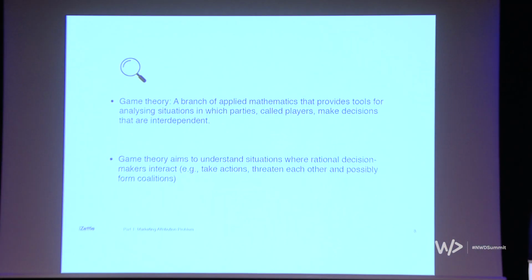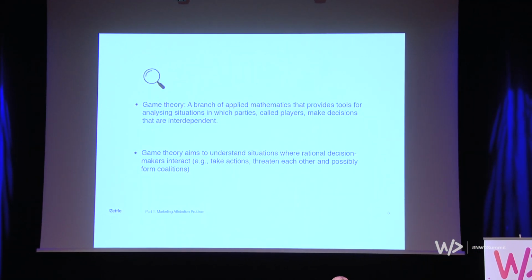So the advanced statistics we're using is probability theory, game theory, and then the Shapley value within Python. But what is it? How can I explain it easily and simply to you? Game theory is a branch of applied mathematics that provides tools to analyze and understand different players when they're making decisions that are interdependent.